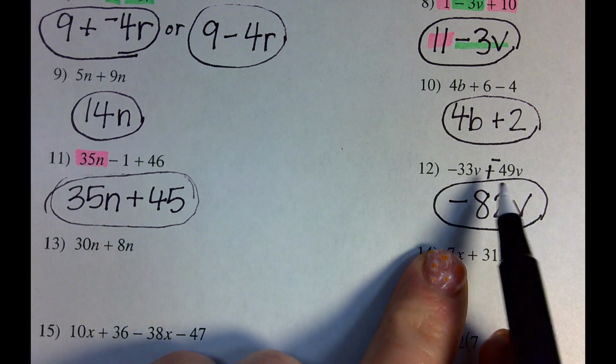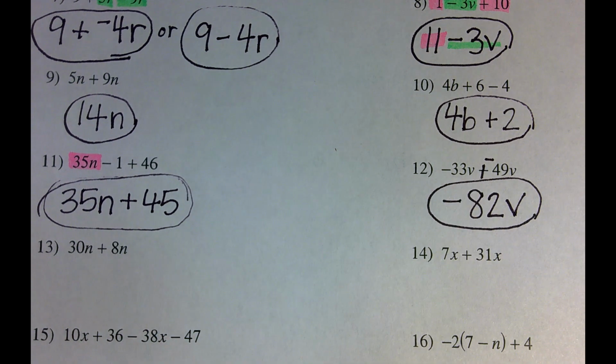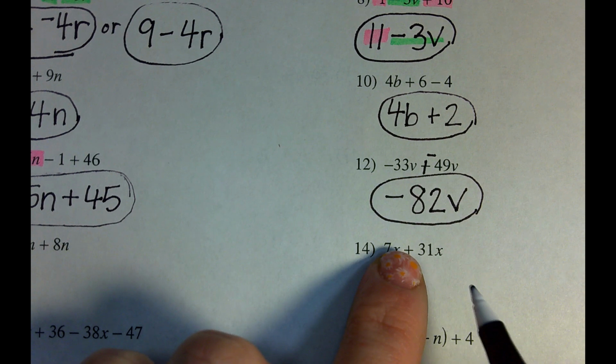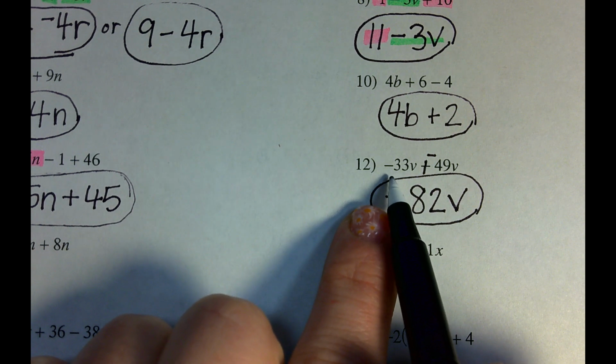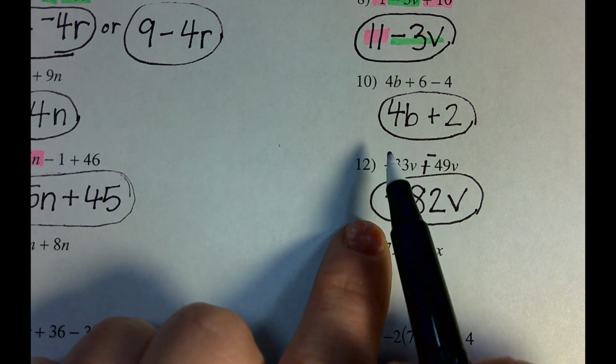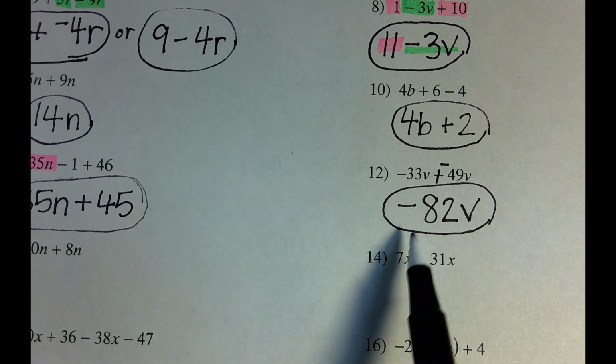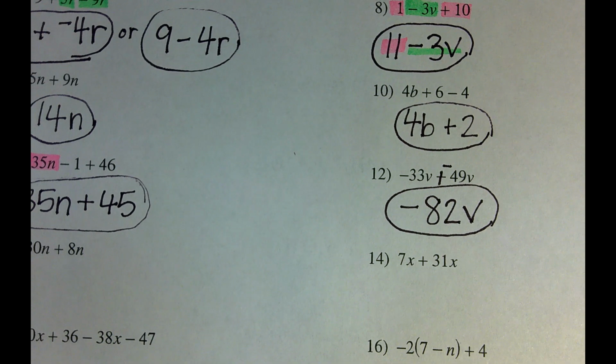Why is it negative? So we're starting with negative 33. So I already have a negative amount. I have less than 0. I've got negative 33, and then I'm taking away from an already negative number. So that negative 33 is just going to get even more negative and be a bigger negative number. So negative 82. Yeah, you got it.